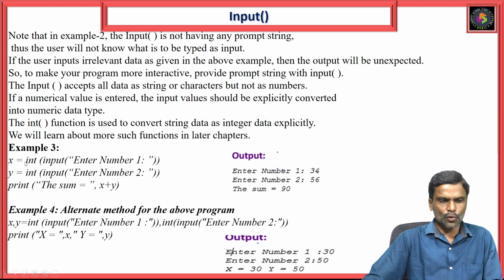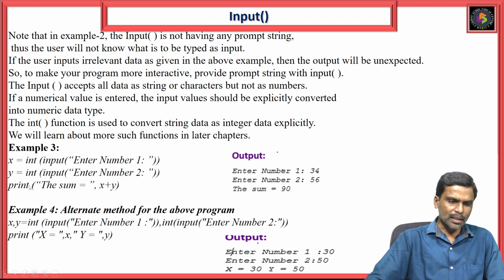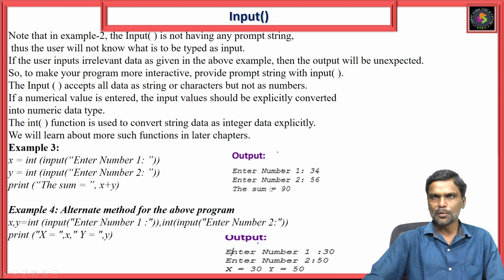As we are giving two inputs, initially it will ask to enter number 1. I am giving some number, that is 34. Then enter number 2. I am giving some other number, 56. Then the sum should be printed. It should be calculated as x plus y. Then this will be 90. This is the output of this simple program, taking input from the user.